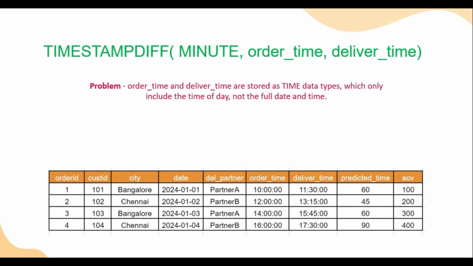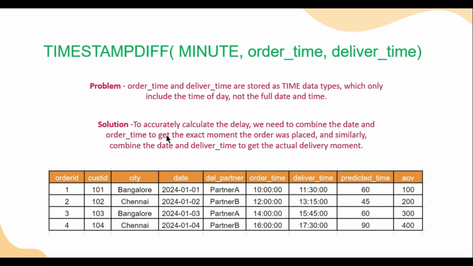To solve this problem, we will have to combine the date and order time to get the exact moment the order was placed, and similarly we will have to combine the date and deliver time to get the actual delivery moment. So for the order time, we will combine the date and order time so that it will be converted into datetime format. These two columns must be converted into datetime format to find out the actual delivery time of the order. So this is how we are going to solve this question.